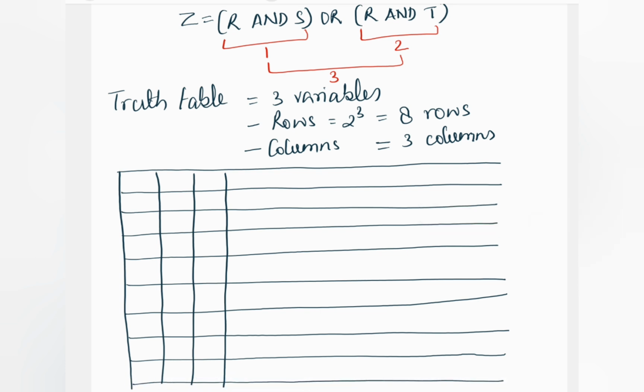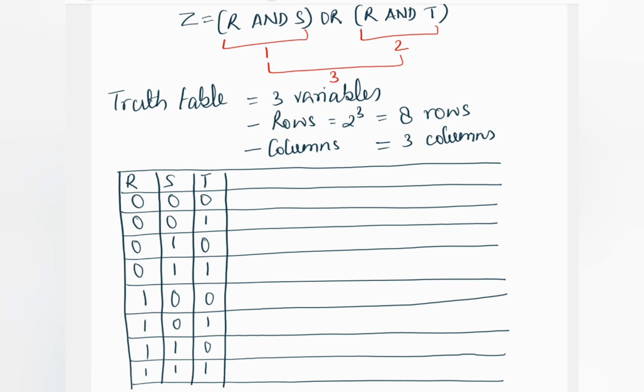Let's take the input values for R, S, T. T is going to be one-time repetition. So let's fill the input values. And you need to complete all the rows. S is 2-time repetition. And R is 4 times. So 4 zeros and 4 ones.